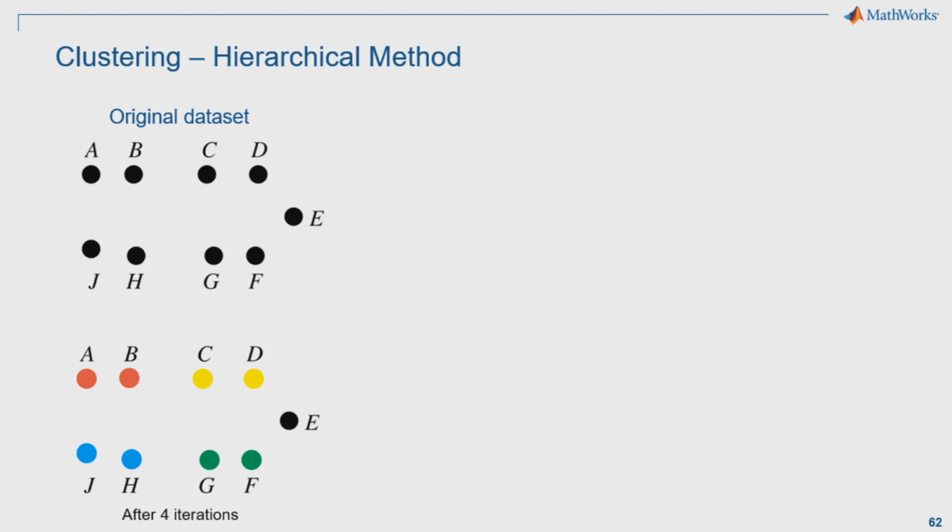Here I put an example with an agglomerative approach, which is probably the simplest one. And you can see that after 4 iterations, since A is closer to B with respect to J and all the other points, J is closer to H, C is closer to D, G is closer to F. After 4 iterations, we would have the 4 clusters that you see with the color code in the slides.